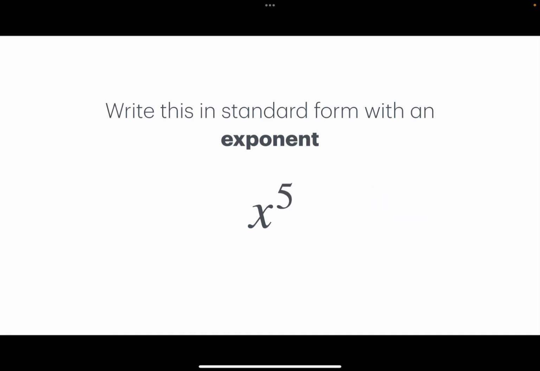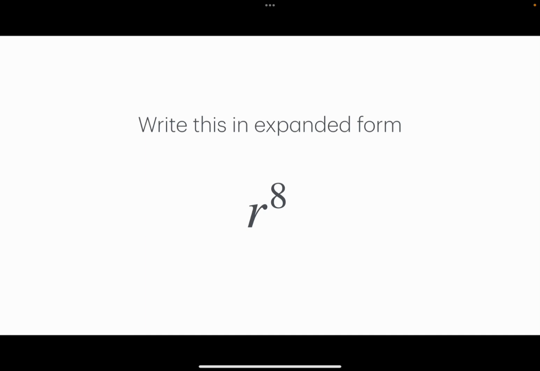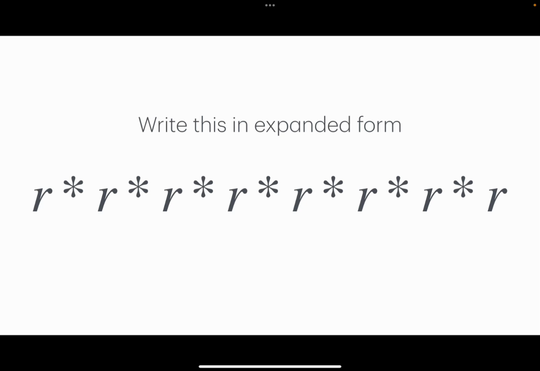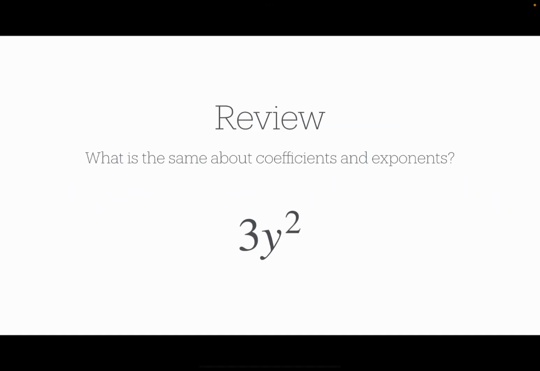Yep, that's right. There were 5 x's that were being multiplied together, and so that's why we wrote it as x to the 5th power. If the x's were being added together, we would have put a coefficient next to it to the left. But since they were being multiplied together, we've got x to the 5th power, so it's an exponent. So write this r to the 8th power, write this in expanded form. That's right. So we have 8 r's, and they're all being multiplied together. So let's go ahead and review.